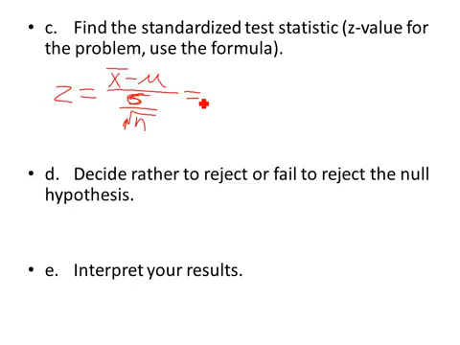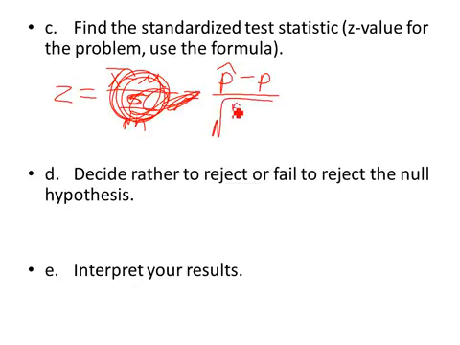What was X bar? I'm sorry, that's not right, is it? You guys should have stopped me before I did all that. It's p hat minus p, I forgot we were dealing with percentages. P hat minus P, a different formula, over the square root of P times Q over N. Got to remember which one I'm doing.